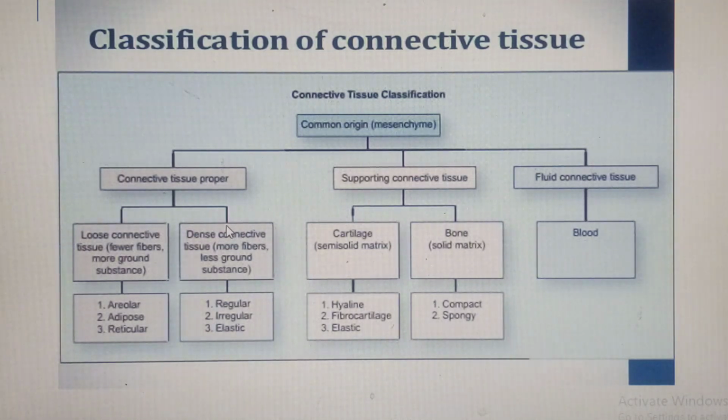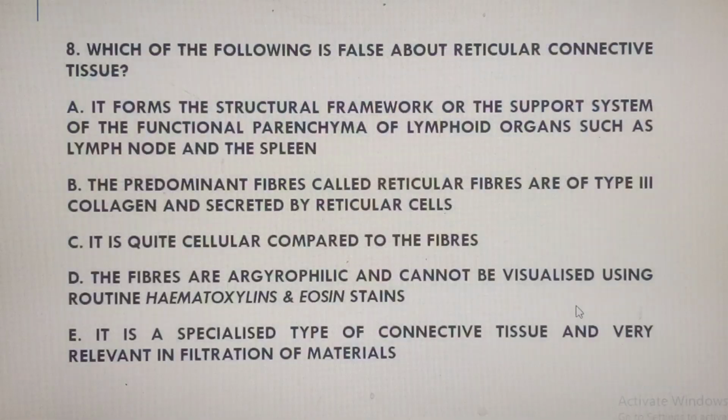We've seen the dense connective tissue already. We know we have dense regular, dense irregular, and then dense elastic. The regular and irregular are collagenous, then dense elastic connective tissue. Then the loose, which is part of the proper, will include areolar type of connective tissue, as well as adipose and reticular connective tissue. So that is what you have to know: areolar is part of loose connective tissue proper.